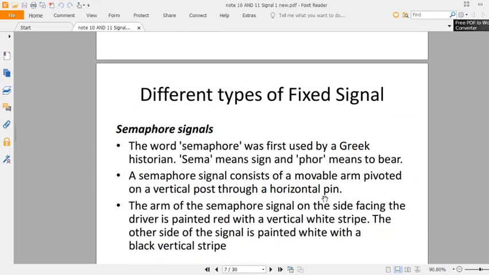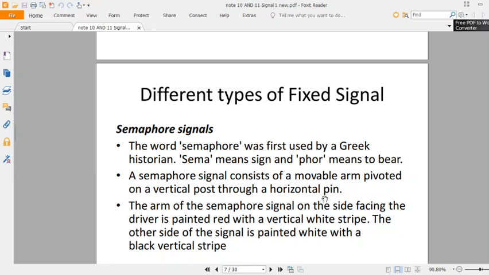Under the fixed signal, one main portion is the semaphore signal. Basically, the word semaphore was first used by a Greek historian. Sema means sign and phore means to bear. So basically semaphore means to bear the sign. In other words, it is basically the meaning of signaling.